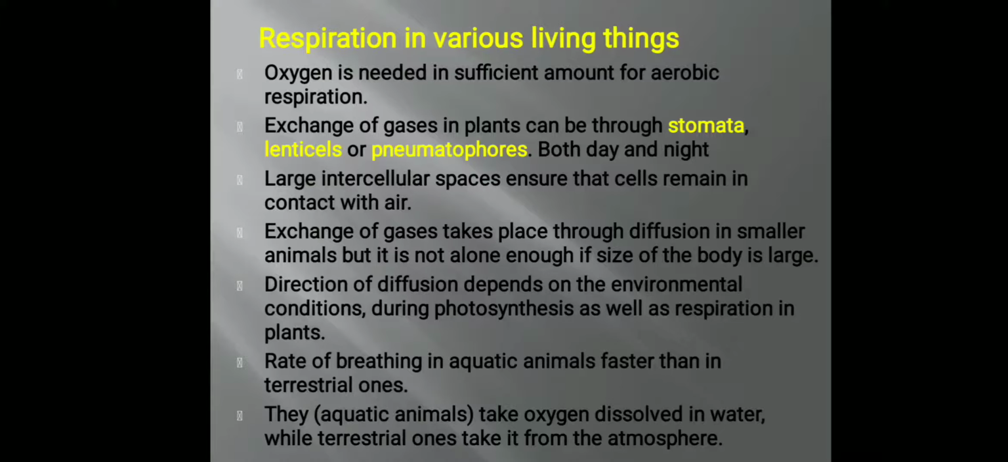Here, my dear students, in the plants where stomata are used for exchange of gases, there is one important adaptation in the cells, that the large intercellular spaces make sure that the cell remains in contact with air, so that diffusion can take place. Exchange of gases takes place through diffusion in smaller animals, but it is not enough alone to continue this process in a body which is bigger in size, where one cell is far from another and the target is far from the source. In that case, diffusion cannot be sufficient to perform this respiration role.